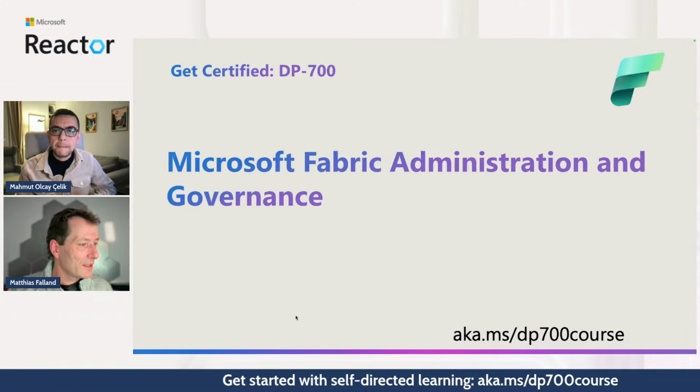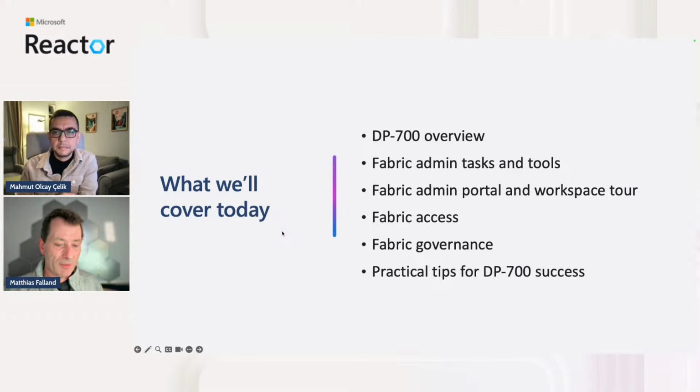So, well, let's just jump into the Fabric administration and governance a little bit. I think the first part is pretty similar throughout this series, so let's go a little bit faster through that, right? We will have a DP-700 overview, some Fabric admin tasks and tools, admin portal access, governance, and then some practical tips for the DP-700 success.